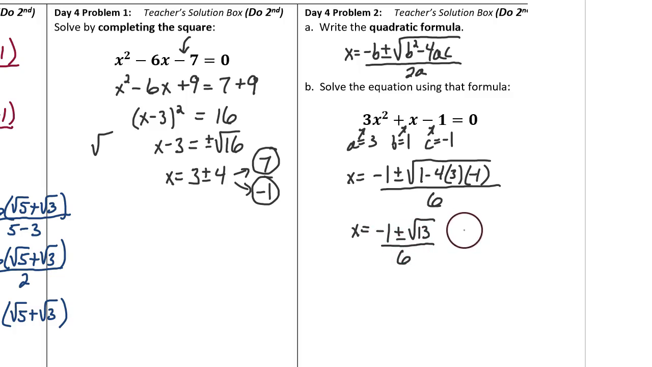If you want to actually get two numbers as separate things, then use a calculator and go -1 plus square root of 13, then press enter, then divide by 6. Then to get your other answer, type in -1 minus the square root of 13, press enter, then divide by 6.